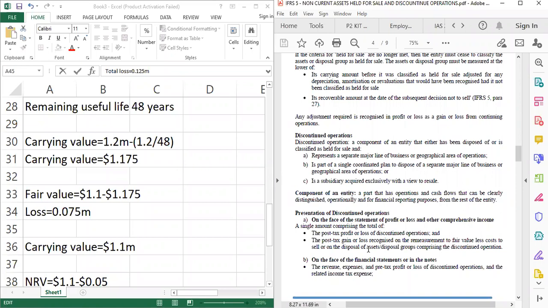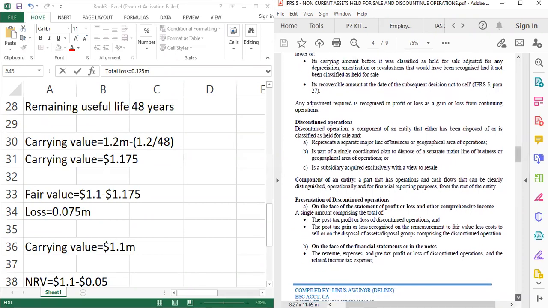So if we should stop operating this particular session, this is the profit or the savings that we are going to make, or the loss that we are making from discontinuing this particular operation. You show it in the statement of profit or loss. The net gain on the face of the financial statement or in the notes, the revenue, expenses, and pre-tax profit or losses of the discontinued operation should be disclosed.